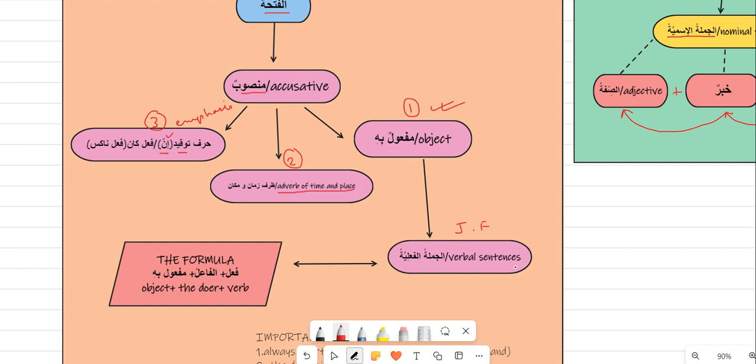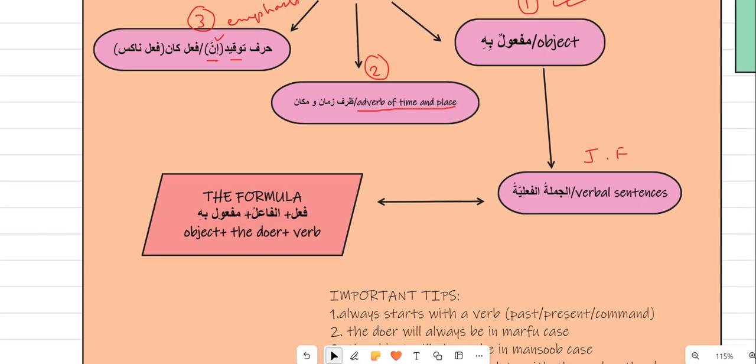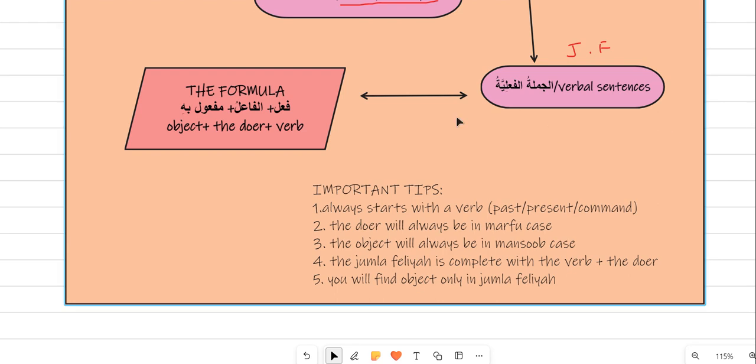And now we have our verbal sentence after doing the jumla ismiya. Now we will do the jumla feliyah. And for jumla feliyah, we have the formula of fail. First of all, you should know that a jumla feliyah will start only and only with a verb, that is called fail in Arabic. Then immediately after fail, you will find out about the doer, that is the faail. Immediately after the doer, you will look for the object, that is called maf'ul bihi in Arabic.